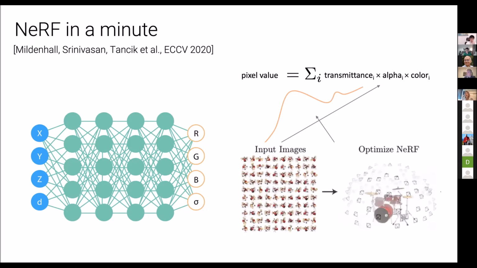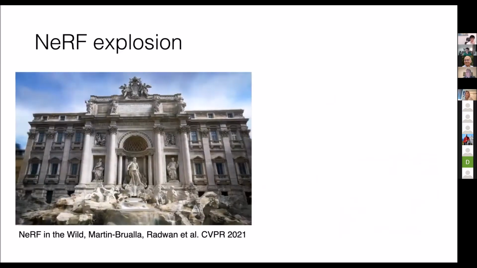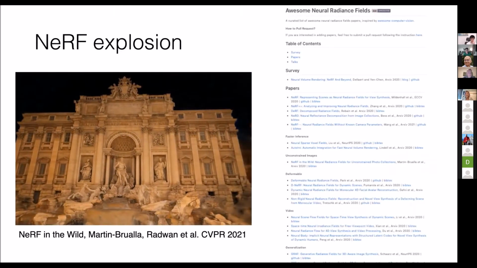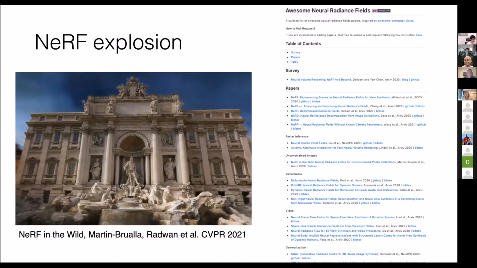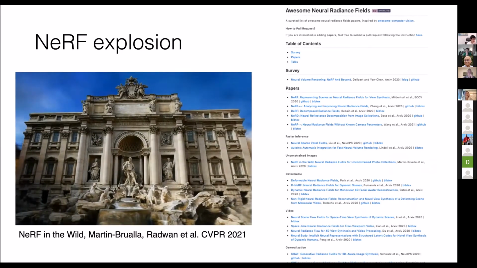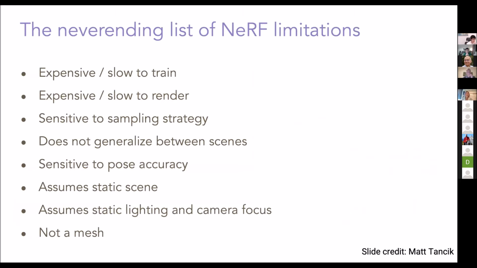Because of this, you have to have all of these images with known cameras, and then optimize the NeRF, which allows you to visualize the scene from many different viewpoints. And as you know, there's been a lot of work in this domain with lots and lots of follow-up works. It's partly because it gives really beautiful scenes, but then there are also a lot of limitations. This is a slide credit to my student Matt. There's a never-ending list of NeRF limitations. It's slow to train and to render, and a lot of the groups have been working on this.